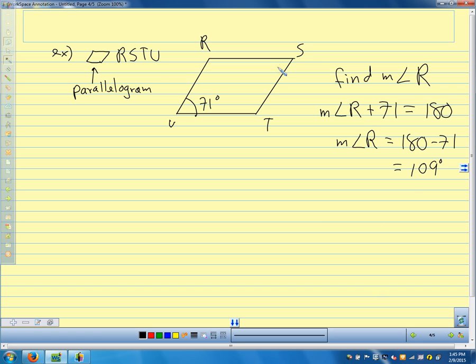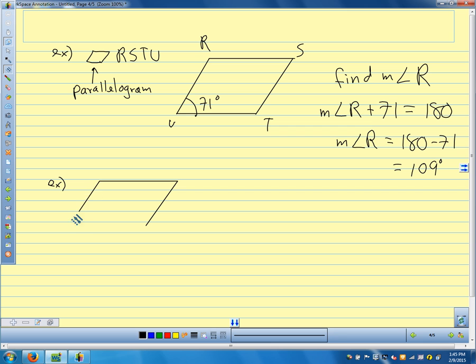What would measure of angle S be? 71. What would measure of angle T be? 109. So in a parallelogram, you only have two angle measures. It's one or its supplement. Angle measure or its supplement. Makes them kind of nice. Questions on that example? All right.